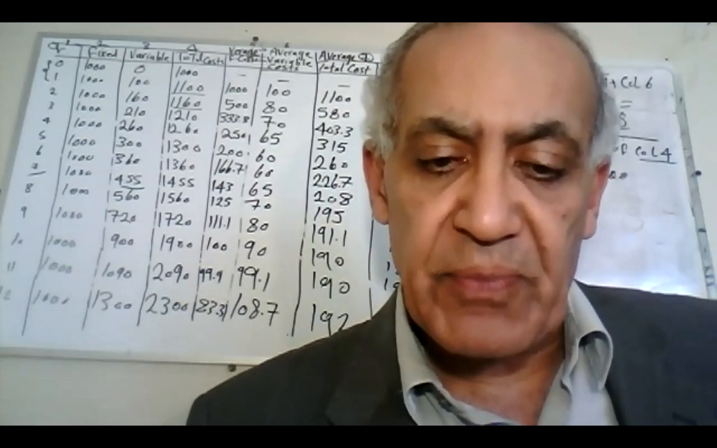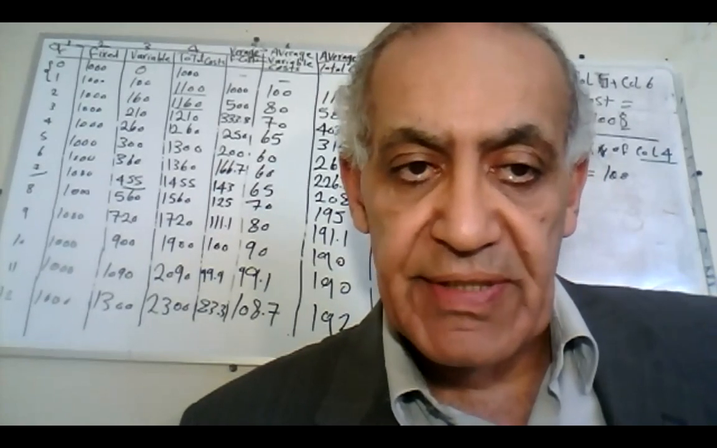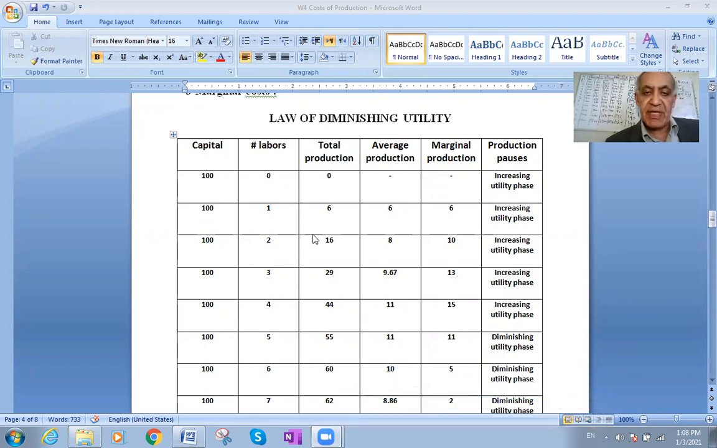Let me share the screen for you guys. If we have an example like this, he won't give me all of this. He will give me the capital, labor, and total production, the three columns. Then I will get the average production and the marginal production, and I will comment on the results.